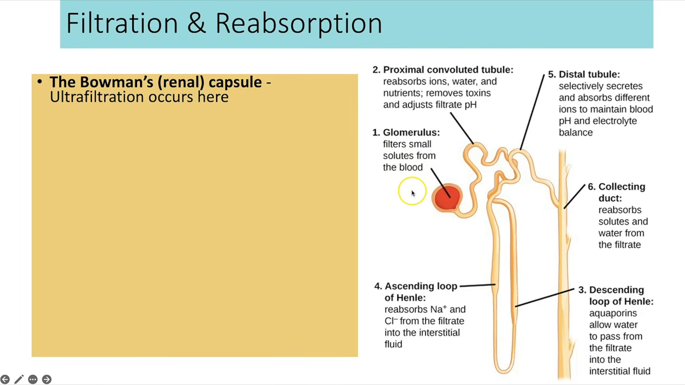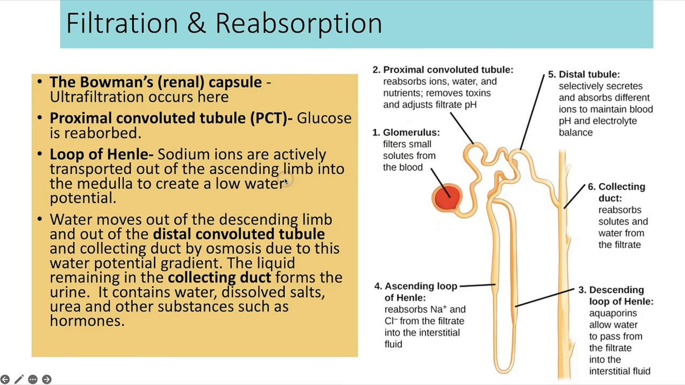So we begin with the Bowman's capsule or the renal capsule, which is this bowl-like structure that is where you have lots of blood vessels inside of it. So the capillaries that make up the glomerulus, that is where ultrafiltration occurs, which is where you have a really high blood pressure forcing out the water and small molecules such as glucose and urea. And that forces out those molecules into the renal capsule, and that now forms the glomerular filtrate.